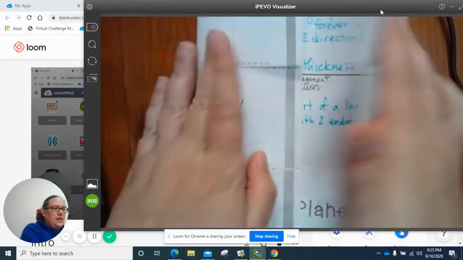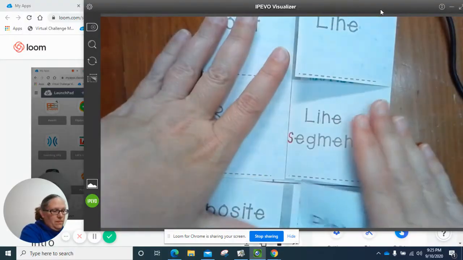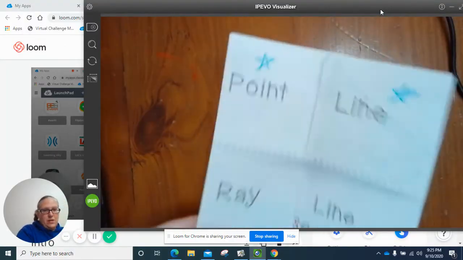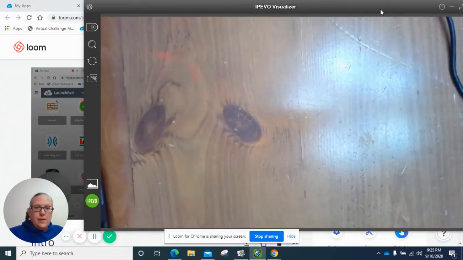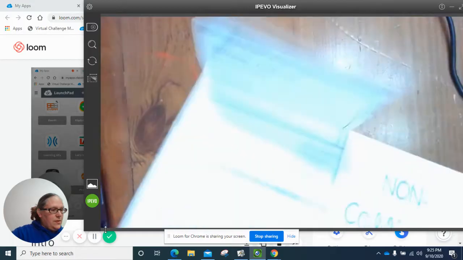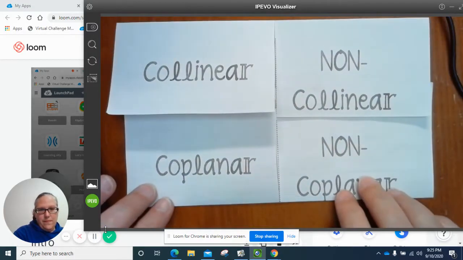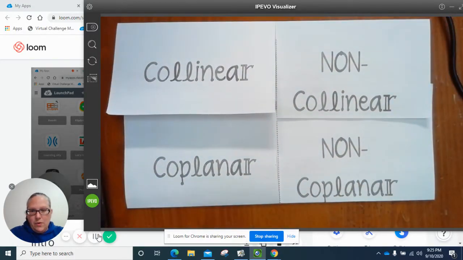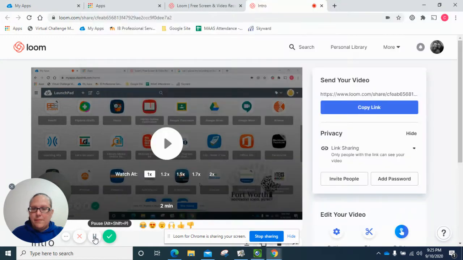All right, so that is our first foldable. I'm going to set that off to the side. Don't lose that. And I'm going to grab the second foldable. This one we're going to talk about collinear and non-collinear, coplanar and non-coplanar. I'm going to pause for just a second to fill mine in so that I can go through it quicker. I'll be right back.